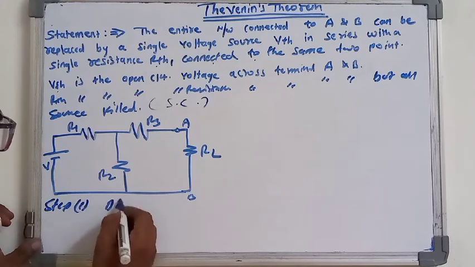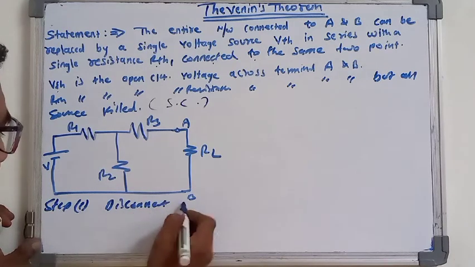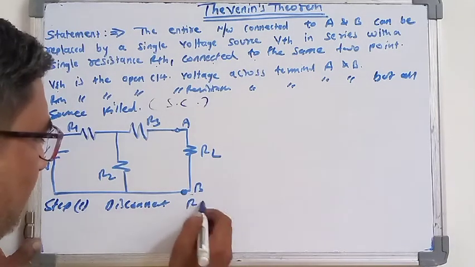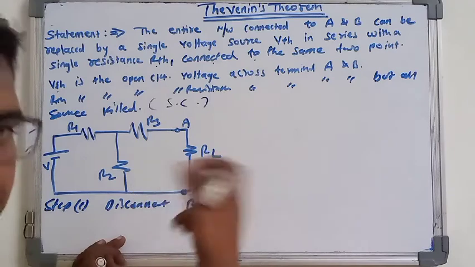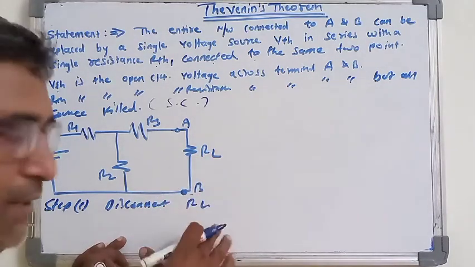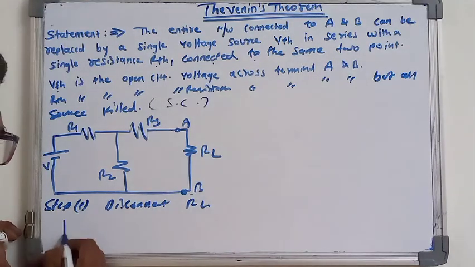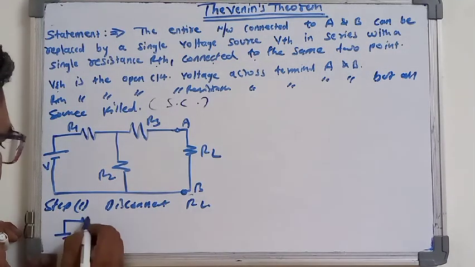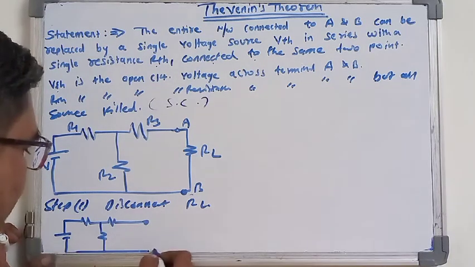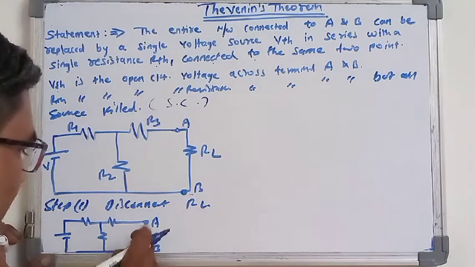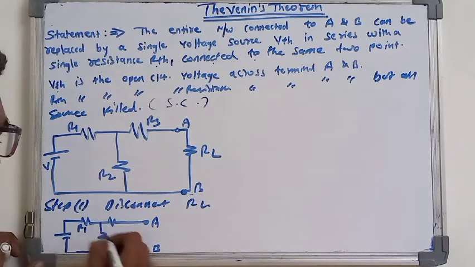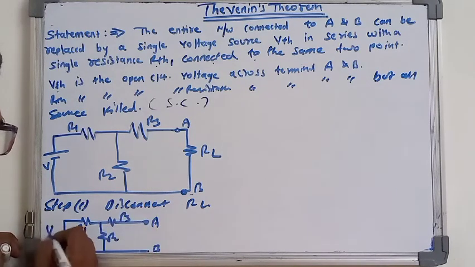Step number one: disconnect the load resistance RL, redraw the circuit, and after redrawing you will see what formula is obtained. Here we have the voltage source, first resistance, second resistance, third resistance, and the terminals A and B. Here we have removed, that is disconnected, the load resistance. What we have got is only R1, R2, R3 and the voltage source.